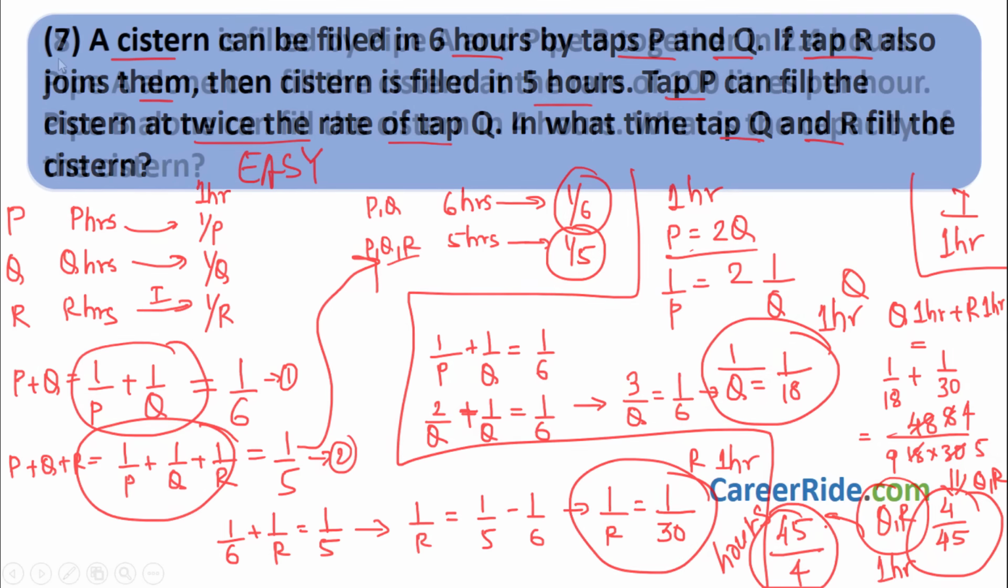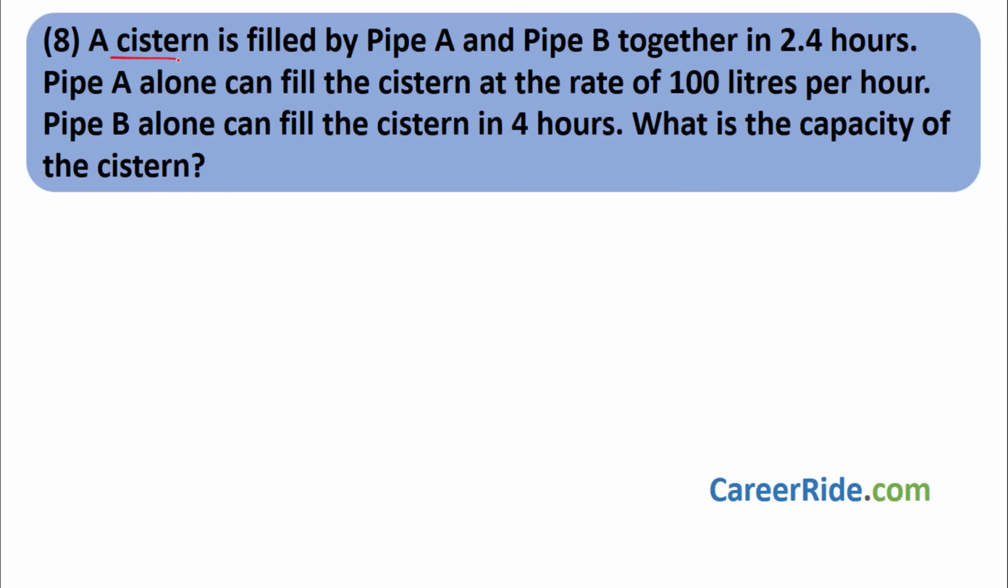Moving on. Question number 8. A cistern is filled by pipe A and pipe B together in 2.4 hours. Pipe A alone can fill the cistern at the rate of 100 liters per hour. Pipe B alone can fill the cistern in 4 hours. What is the capacity of the cistern? So this is a little bit different sum, but we have to use the same approach, and hence we can say that this is very easy. What is the approach? Invert and find the 1 hour work done.